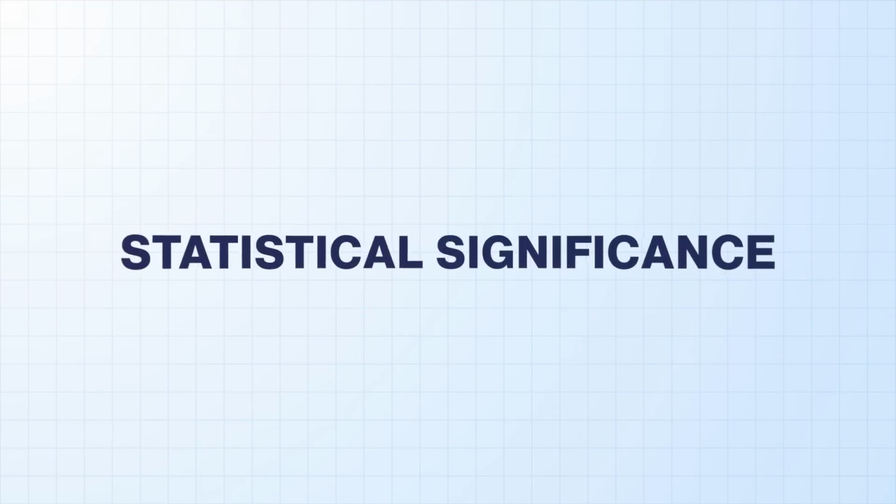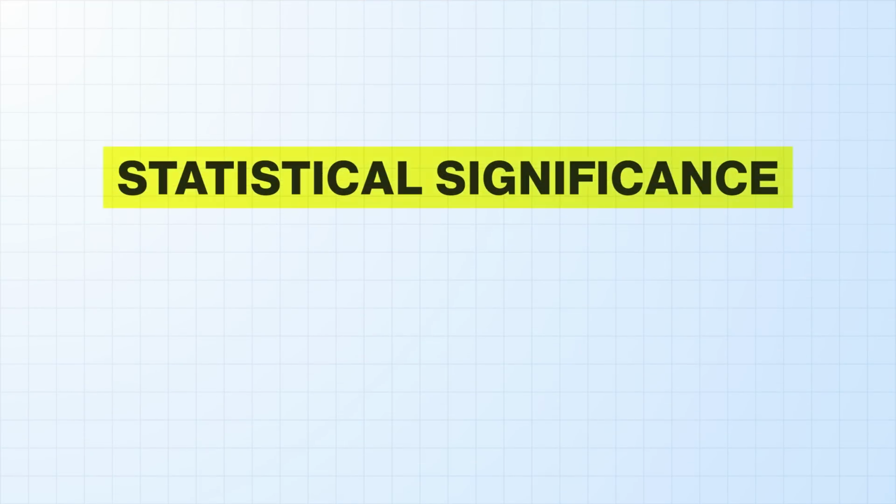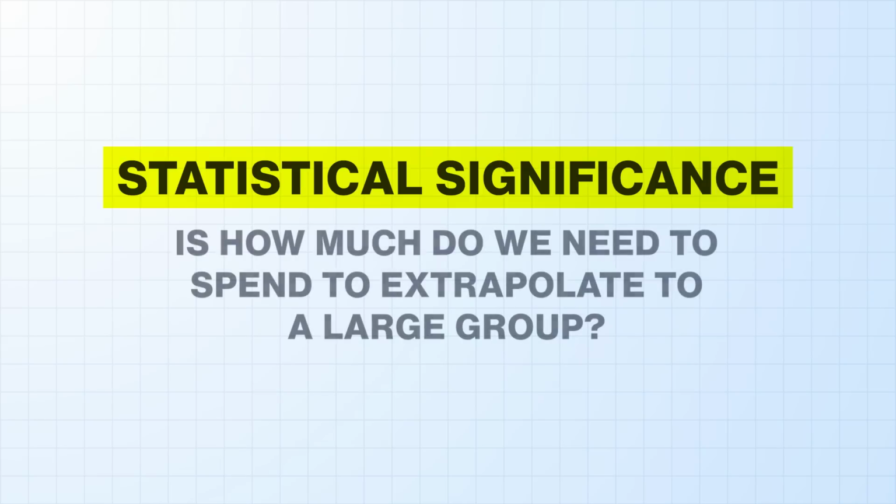And to do this effectively, you need to understand a concept called statistical significance. Statistical significance is how much do we need to spend to extrapolate to a larger group? How much data do we need to collect to be able to understand a bigger group of people? So if we survey 30 people, that probably gives us an insight into 3,000 or 4,000 people, how they might think, if we collect the data correctly from those 30.